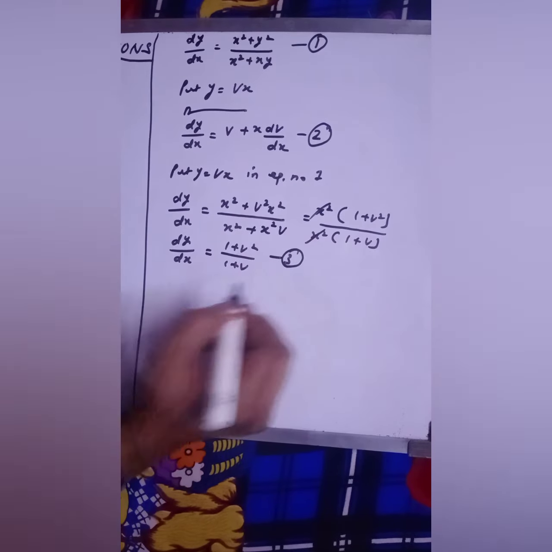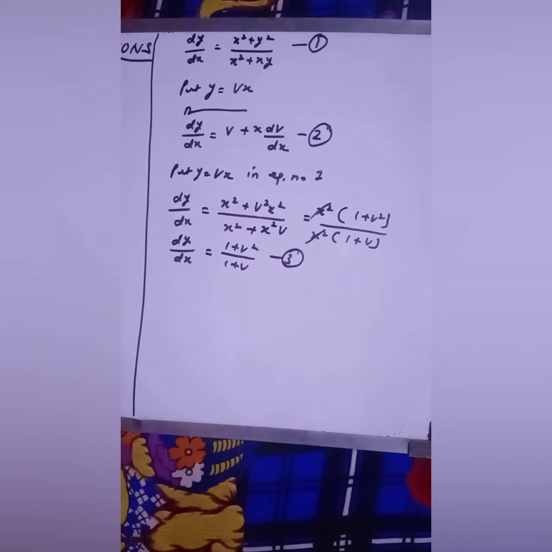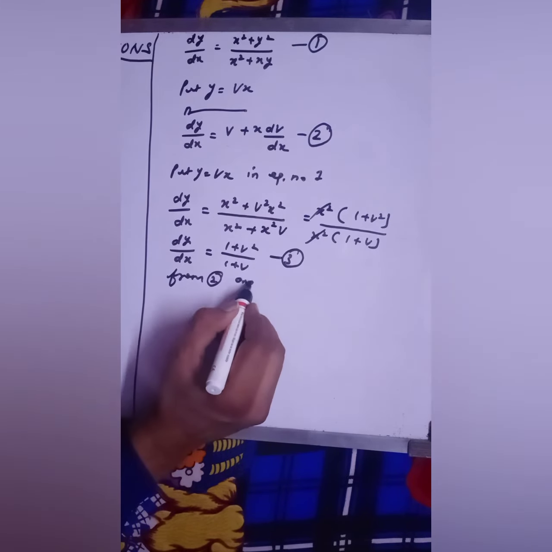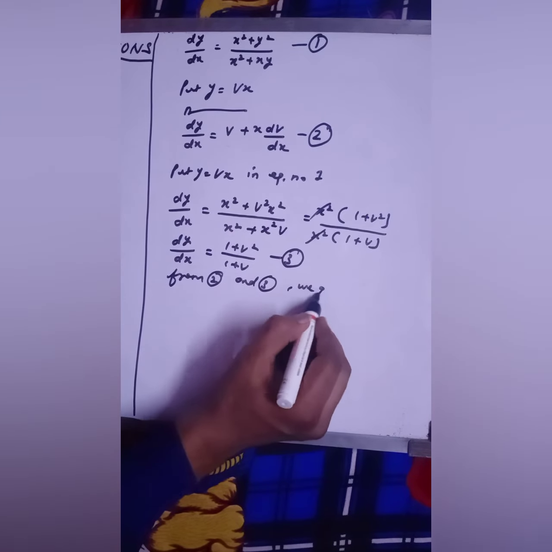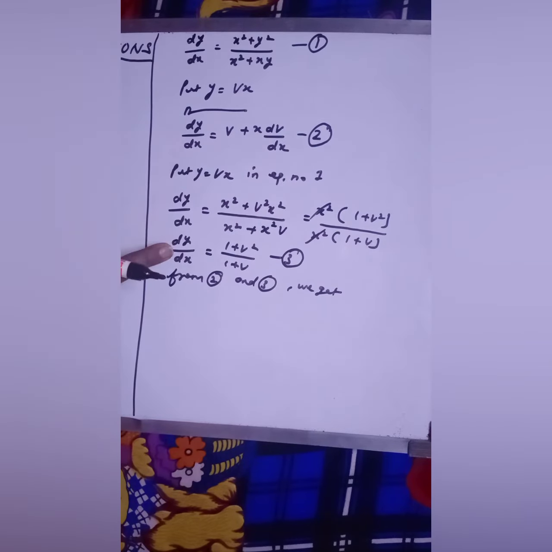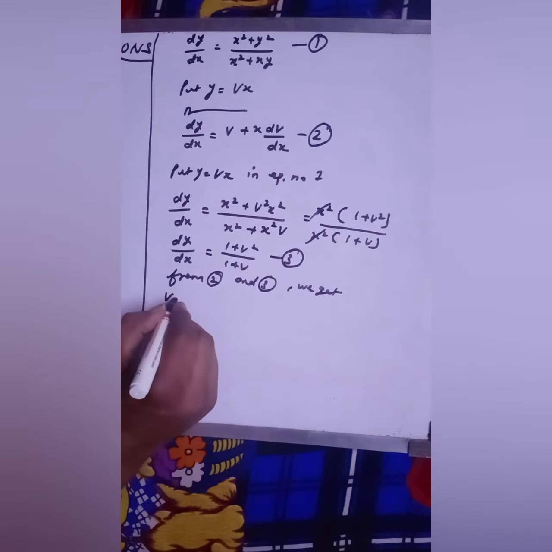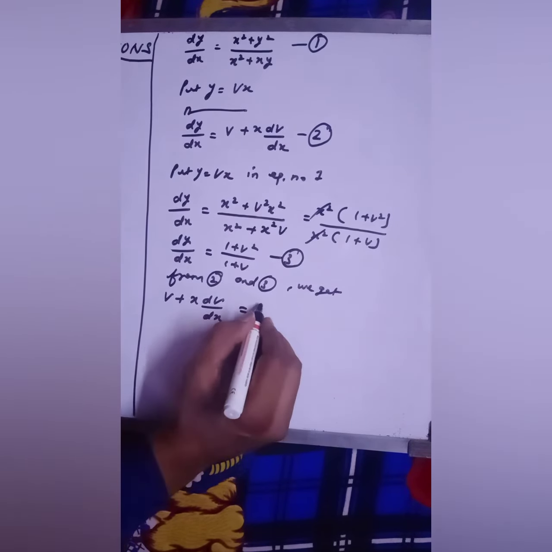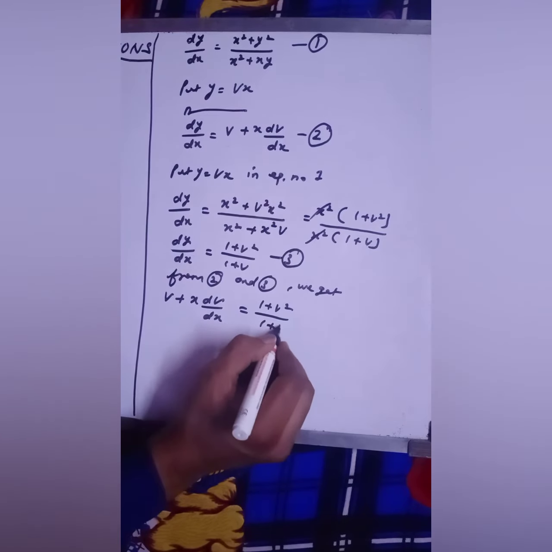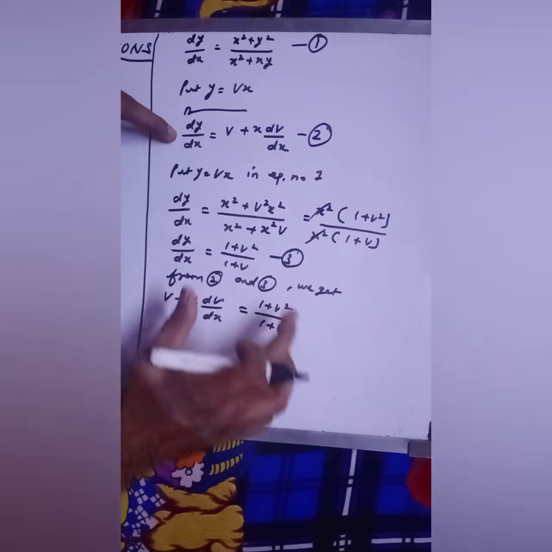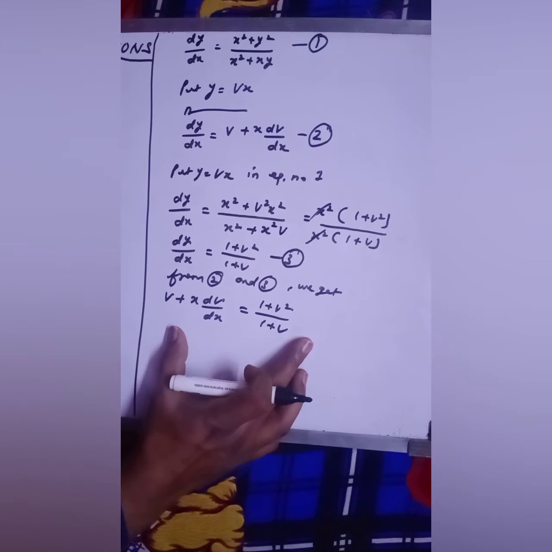So this is your equation number 3. Got it? So from equation 2 and 3, both are dy by dx, so you will take this v plus x dv by dx, that is equals to (1 plus v square) over (1 plus v). Okay, so from these two equations, second and third, both are equals to dy by dx, so you will put this equals to this. Fine, as I have done here.